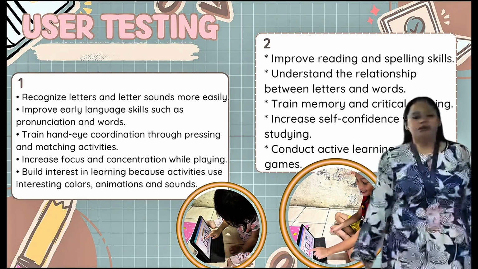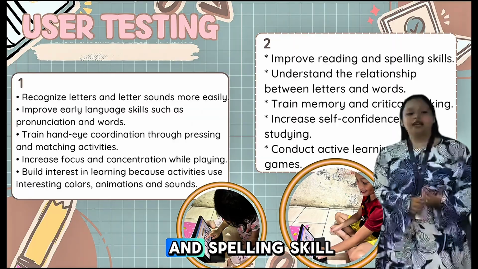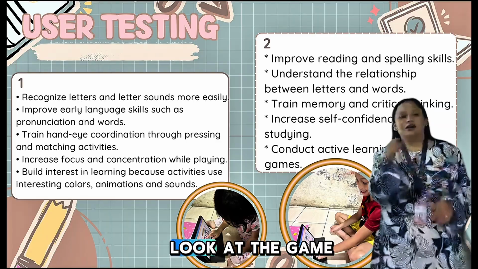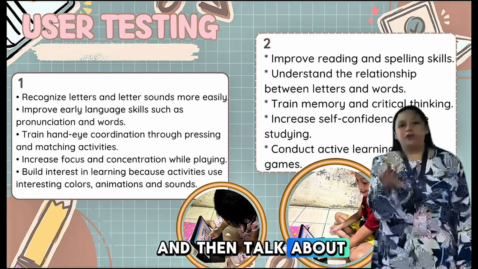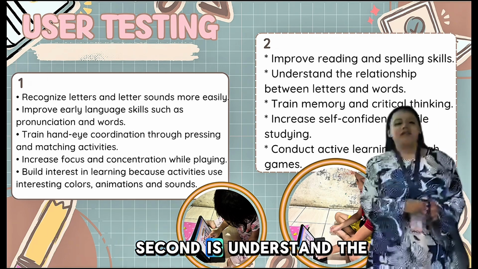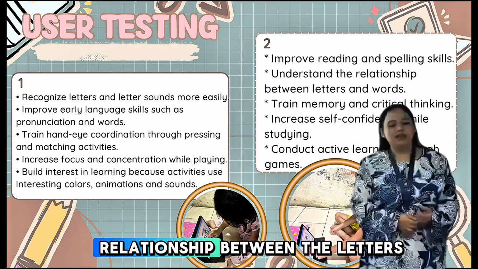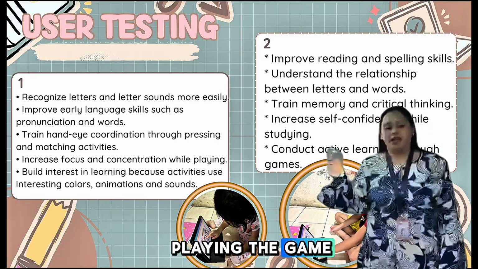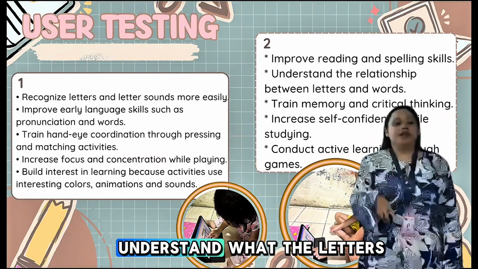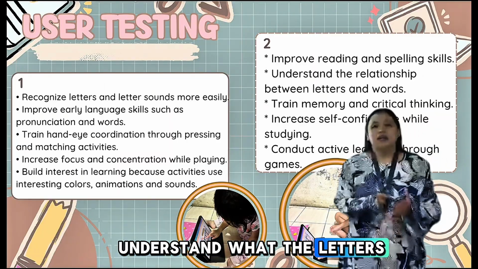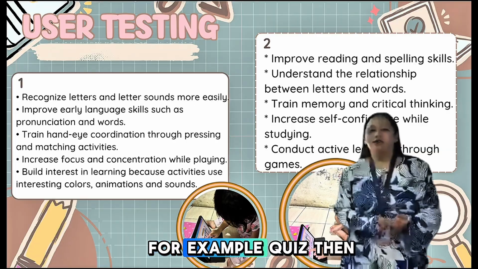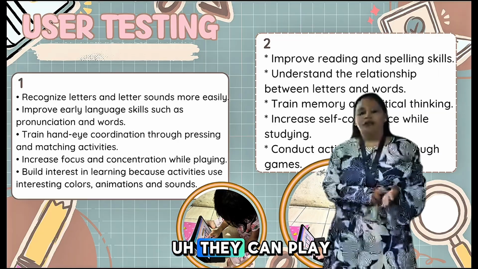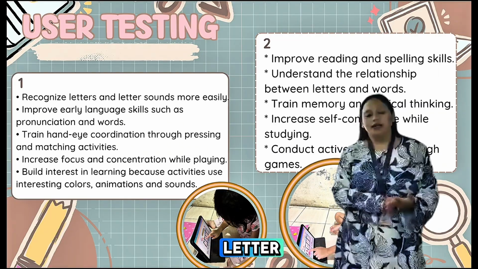Through the game, Justin can improve reading and spelling skills. While playing the game, he can look at the game and then talk about what he sees. Second is understanding the relationship between letters and words. While he is playing the game, he can understand what the letters mean. For example, in the quiz, he can play the quiz with the letters.